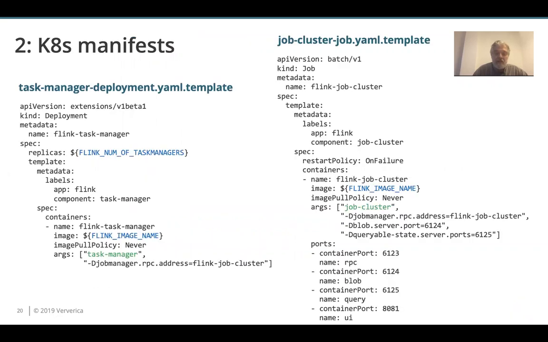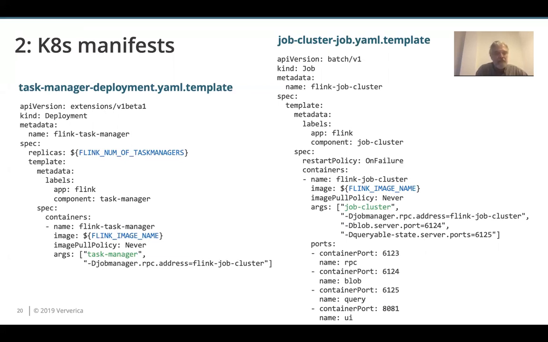And you can see then on this next slide that we have the manifests. So these are the Kubernetes manifests. On the left, you see the manifest for the task managers, and on the right for the job manager. And in the green, you can see where it says task manager or job cluster. These are the arguments that are supplied, indicating what role it's going to play. You can also see that we're providing the specific image that's going to be run, and it's the same image for both of these cases.